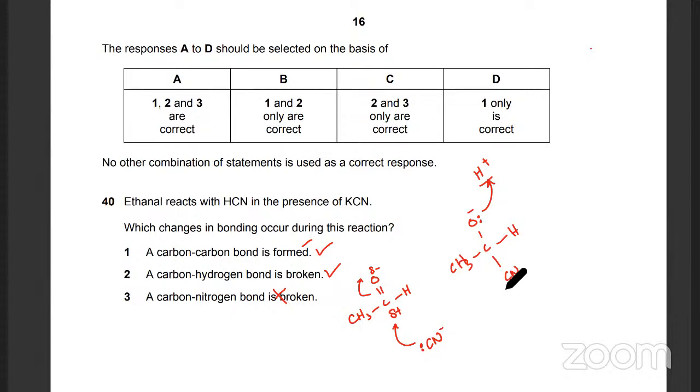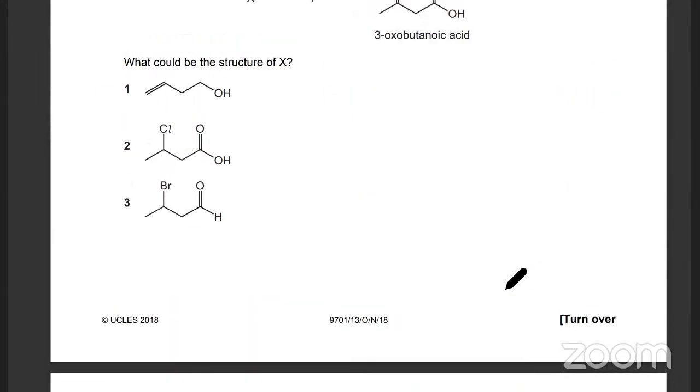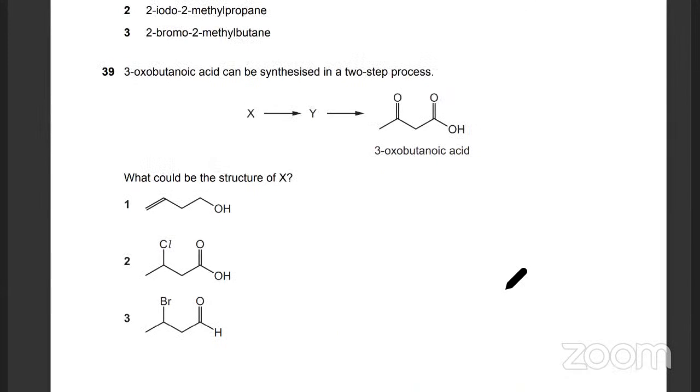As the next one, we've got this question: X turns to Y and Y turns to this thing. What could be the structure of X? Firstly, this one, can this thing be turned into this thing in 2 steps? And what do I need to do if I want to turn this thing into this thing? What is the first step that has to be done? Oxidation. Is the first step going to be oxidation, or is it going to be something else?